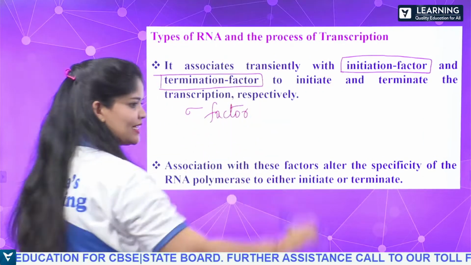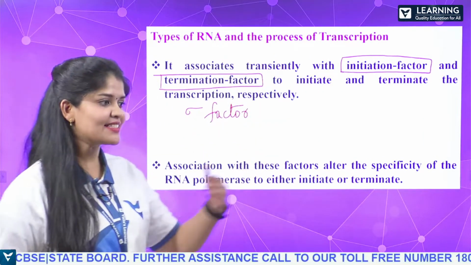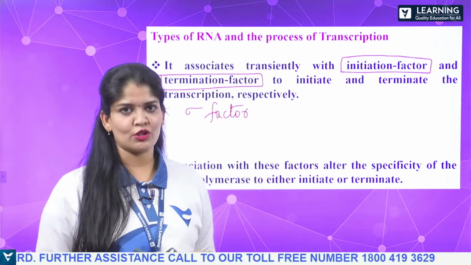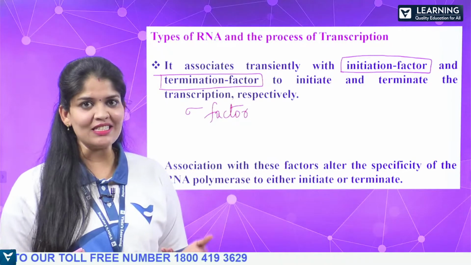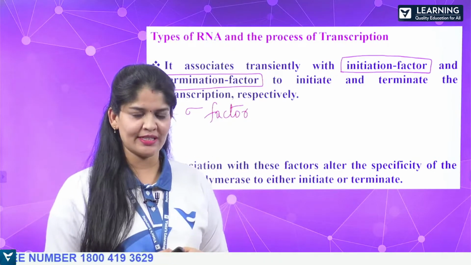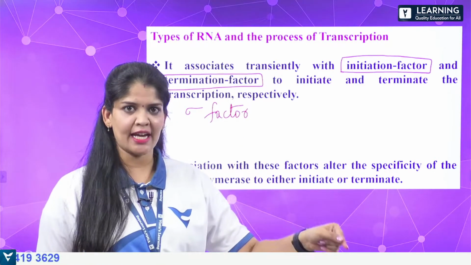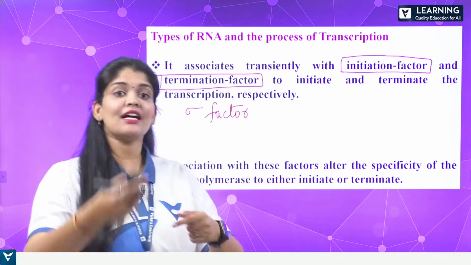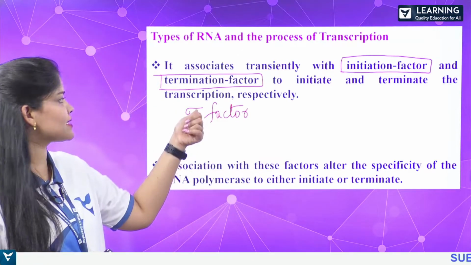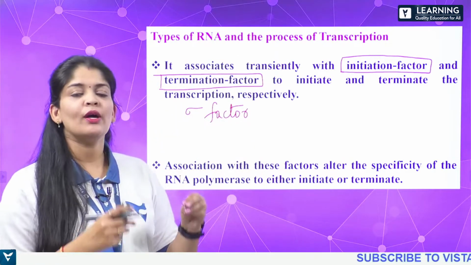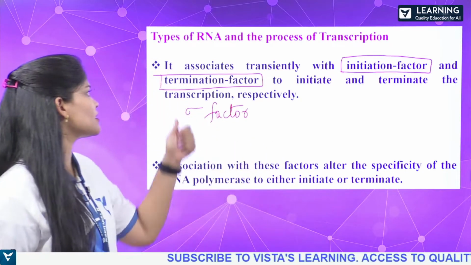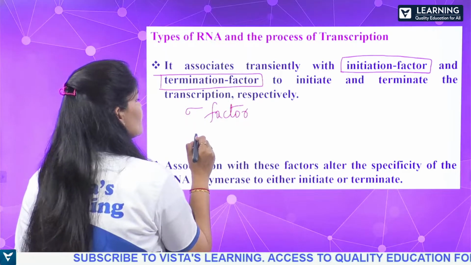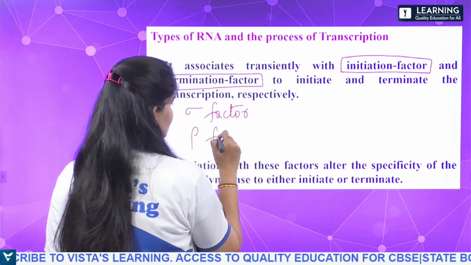Sigma factor is your initiation factor. Then it initiates the first step of the process of transcription. Then it can by itself catalyze the second step, that is elongation of the transcription. Once it reaches towards the end of the transcription, then again it associates. By that time, this sigma factor will be removed. Now it newly associates with another factor, and that factor is called the termination factor, which is otherwise called rho factor.